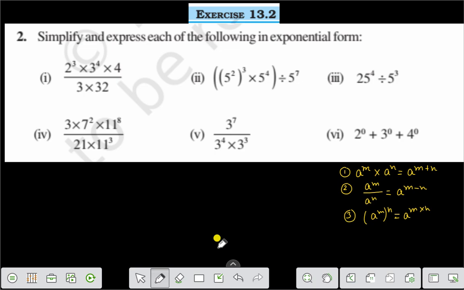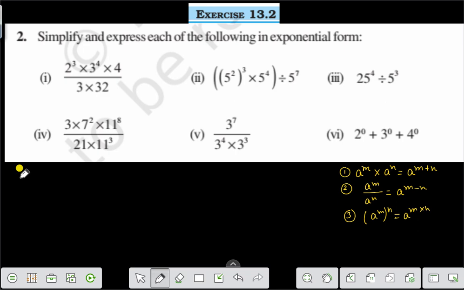Hello everyone. Today we shall discuss exercise 13.2 question number 2. Simplify and express each of the following in exponential form. Number 1 is 2 to the power 3 into 3 to the power 4 into 4 divided by 3 into 32. Right? Let us find.